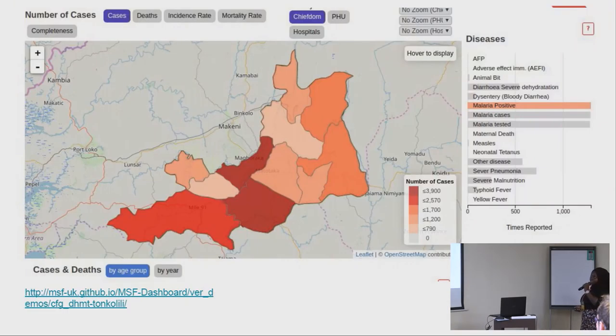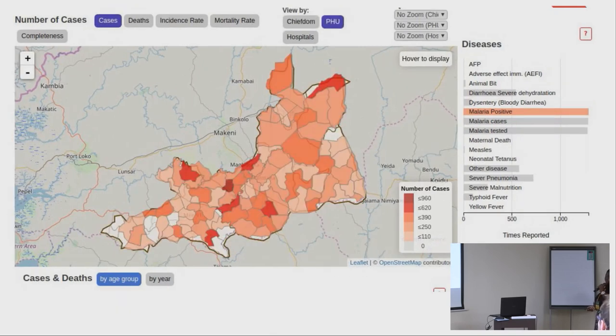And this is one example of how the dashboard looks. So there will be, this is the map of the area, and these are the diseases which have been recorded. For example, this is malaria. It shows where most of the malaria cases came from. But here it shows that this is the area where most of the people with malaria came from, but it's not enough to show where you should start.